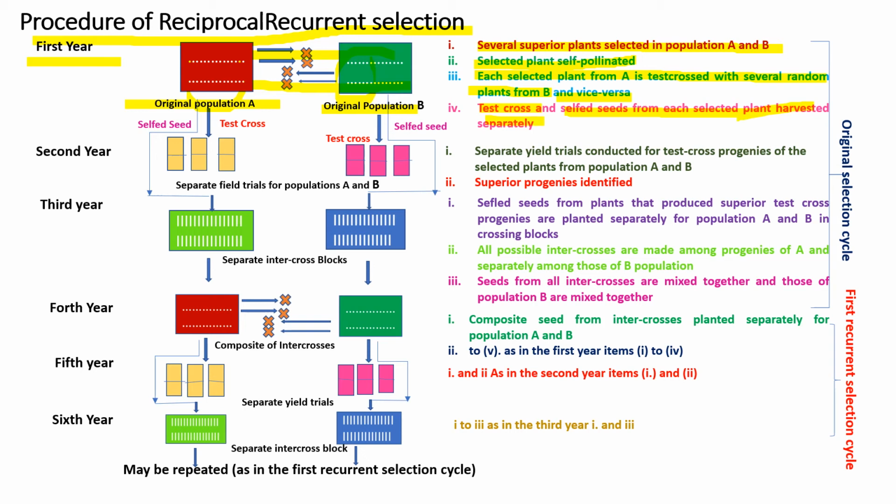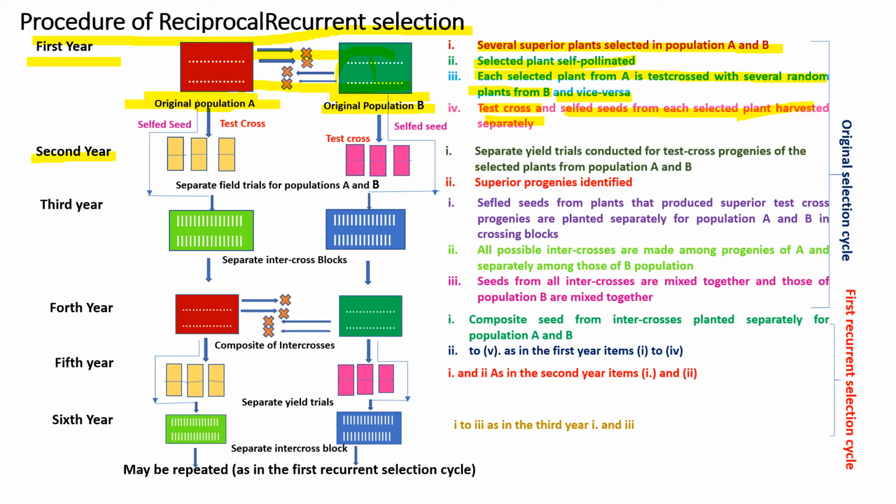So in the first year, what do we do? We take two original populations, A and B. We take superior plants of these populations. We do self-pollination, and we also do test pollination. For one population the other is the tester population, and for the other population the first one is the tester. Both the test cross seed and self seed are collected separately.